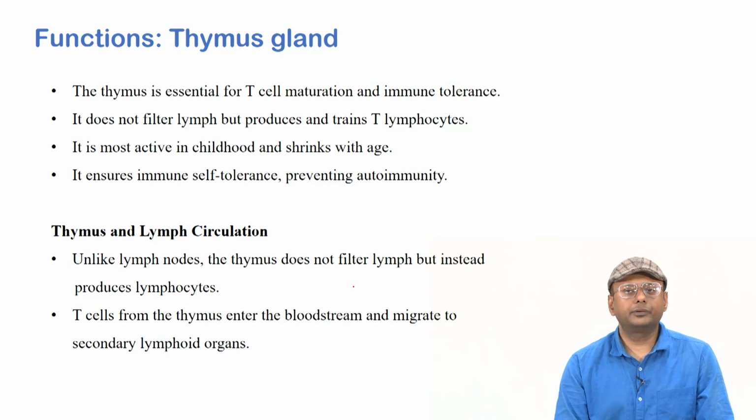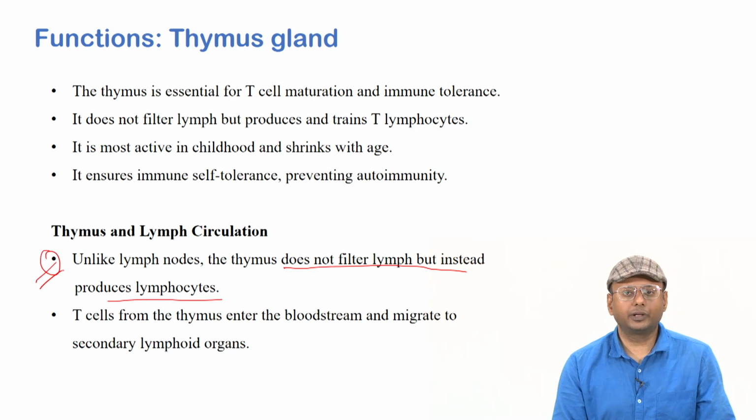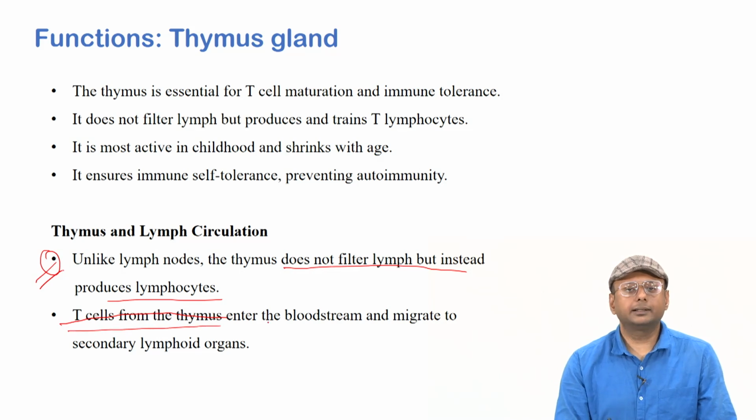Functions of the thymus gland: the thymus is essential for T cell maturation and immune tolerance. It does not filter the lymph, but it produces and trains the T lymphocytes. It is highly active during childhood, as we mentioned. So, unlike the lymph node, the thymus does not filter the lymph, okay, but it produces the lymphocytes. And then the mature T cells from the thymus enter the bloodstream and migrate to any other secondary lymphoid organ, okay.